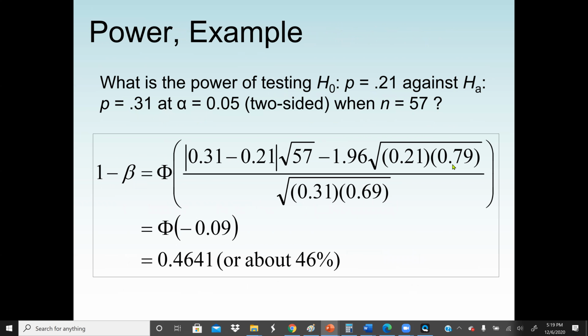So we are doing the same example. We have all the values, P1 and P0. We have the N, and Z 1 minus alpha over 2, alpha is 0.05, so we get 1.96. P0, Q0 are 0.21 and 0.79, and P1, Q1 are 0.31 and 0.69. The sum of 0.31 and 0.69 gives me 1, and the sum of 0.21 and 0.79 also gives me 1. So when we do the calculation, we get negative 0.09, we use our table, and our answer will be 0.4641, which means we have a 46% chance of avoiding type 2 error.